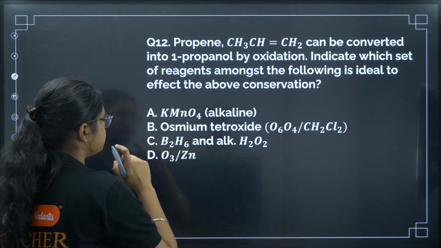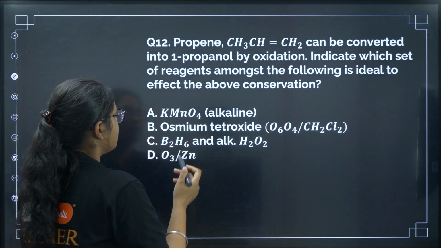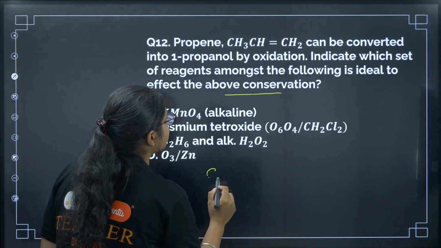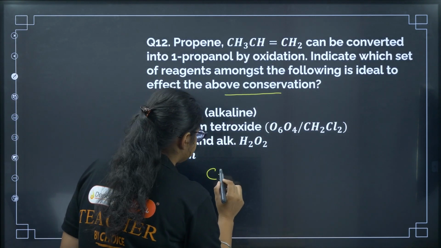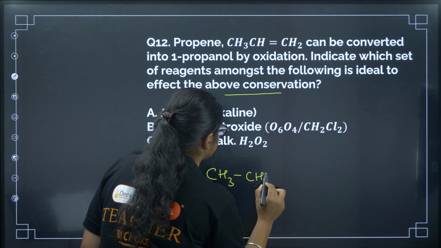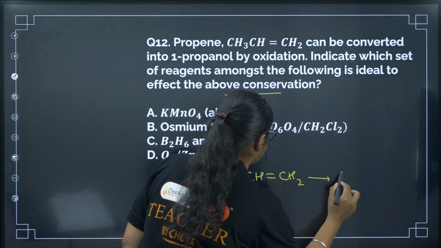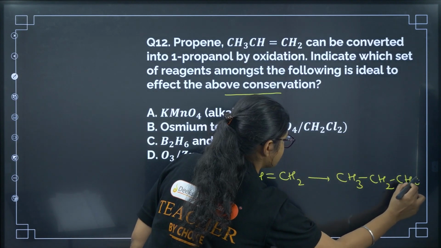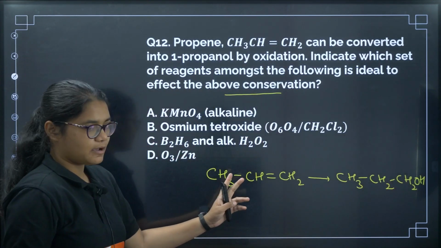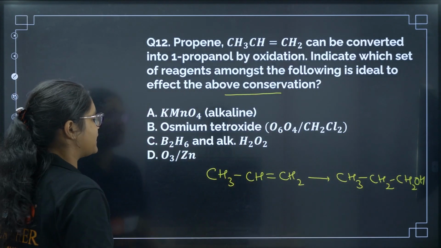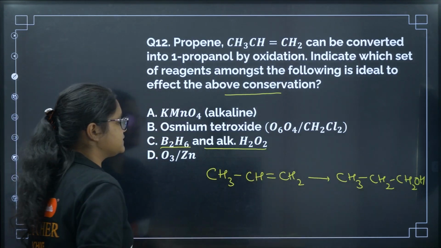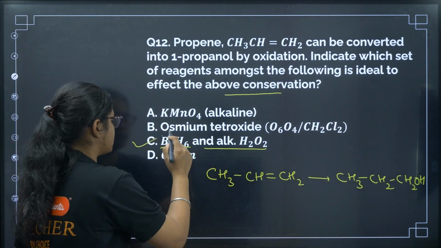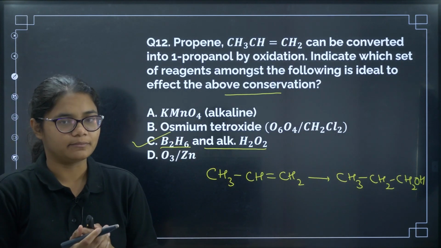Next question: propene can be converted to 1-propanol by oxidation. Which set of reagents among the following is ideal to do the above conversion? Okay, so we need propene to propanol. So we have this one, propene to propanol. Now if you see here, anti-Markovnikov addition has taken place. So that happens in the presence of B2H6 and alkaline H2O2, that is hydroboration oxidation. So the correct answer for this question will be option number C.